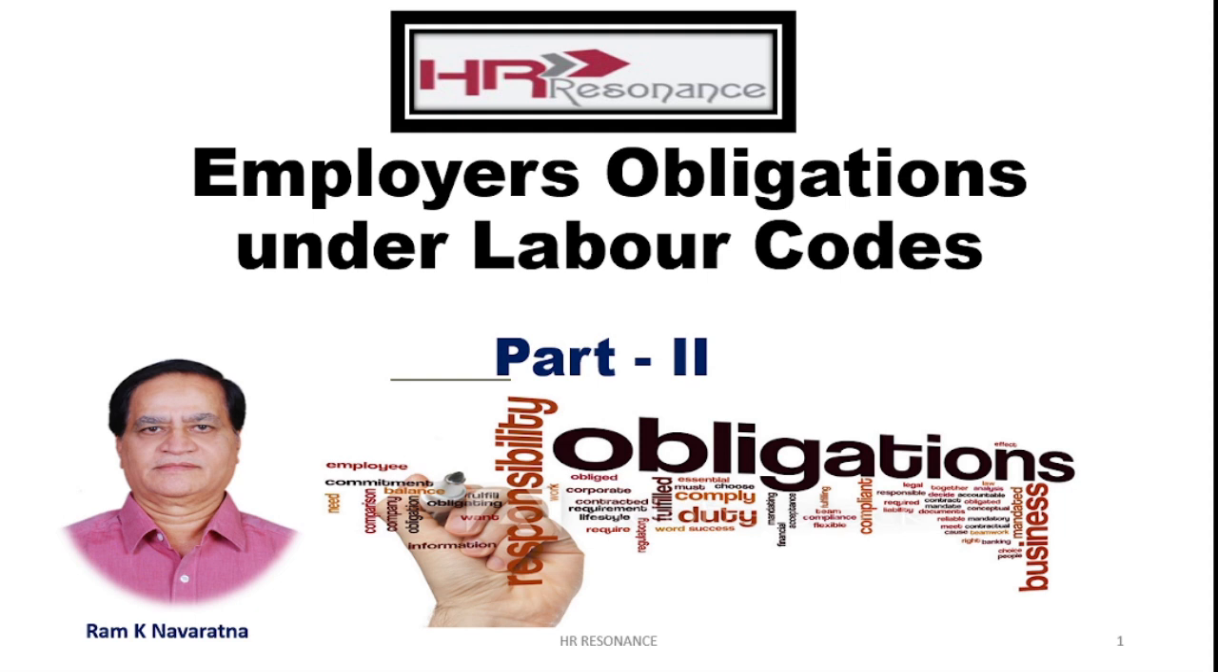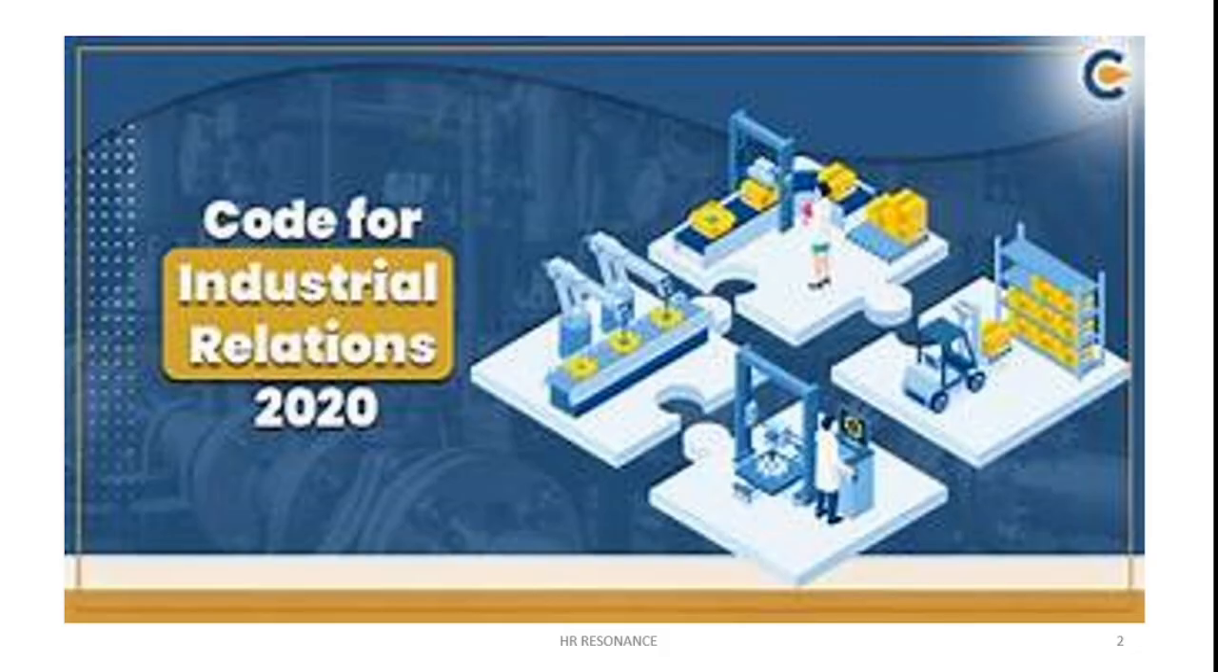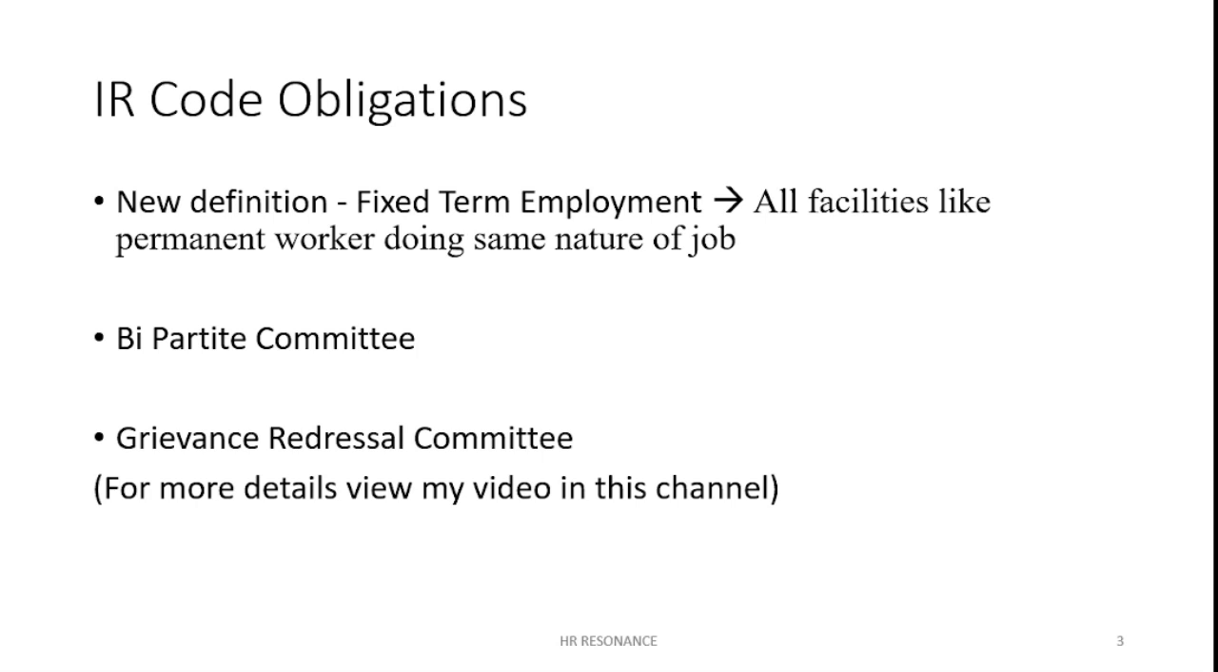I am sure by this time you viewed my part 1 video on employers' obligations under labor codes, covering two labor codes. Now, further to that, as I mentioned in the part 1 video, wait for the second video, that is part 2 video covering other two labor codes. Now, I am trying to disseminate the information and knowledge on the other two codes, obligations of the employer under the Code on Industrial Relations 2020 and the Occupational Safety Code.